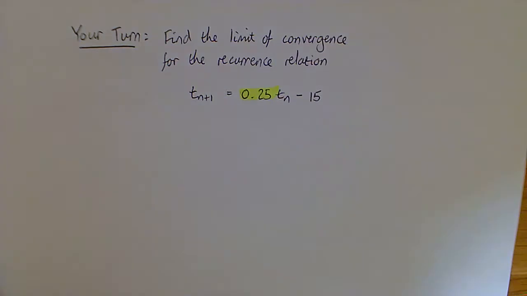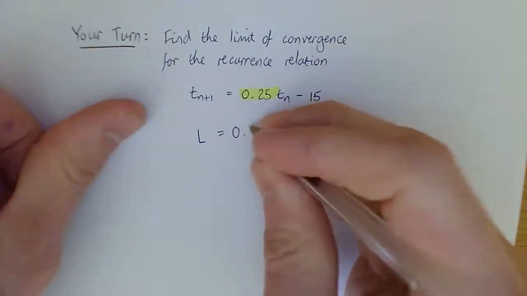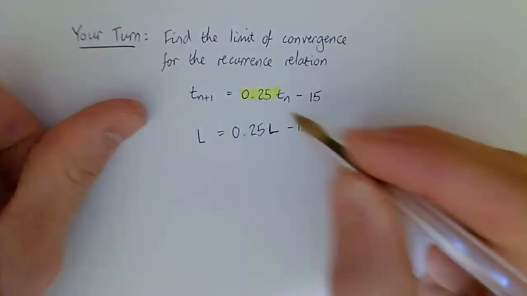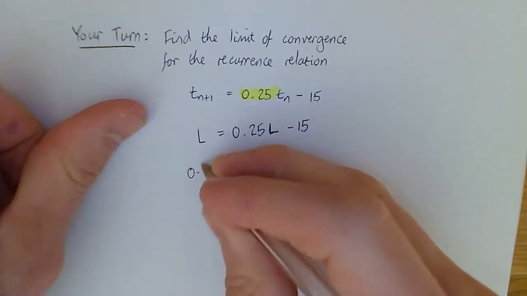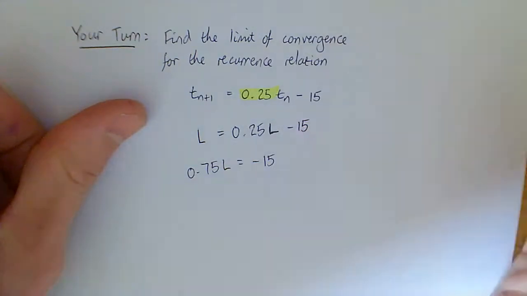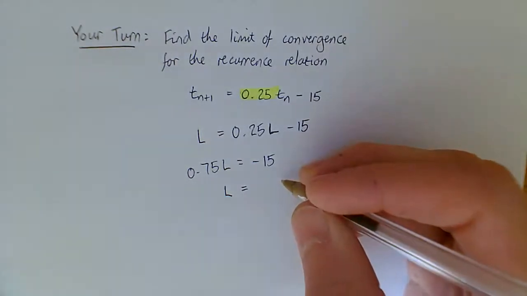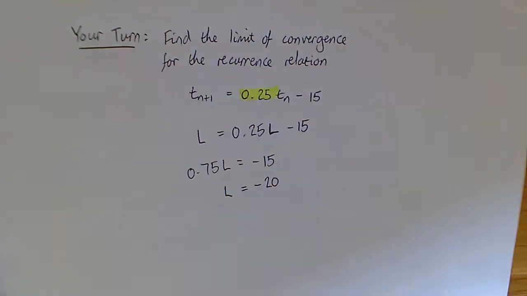Okay, let's have a quick look at the answer to this one. So the limit exists, and let's find it. Okay, so we're putting in L for our previous term and our next term. Let's solve that. So we get 0.75L equals minus 15. Be careful with your negatives, don't lose them. Divide both sides by 0.75. So that is minus 20. And that is our limit for our sequence. So hopefully you got that, and you can get on with the examples now.